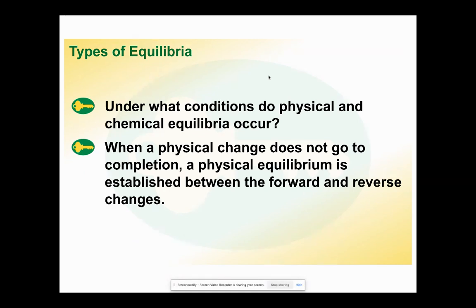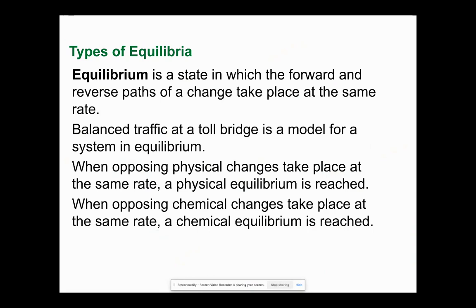So under what conditions do physical and chemical equilibria, that's the plural word for equilibrium, occur? Well, when a physical change does not go to completion, the physical equilibrium is established between the forward and reverse changes. Equilibrium is a state in which the forward and reverse paths of a change take place at the same time. Balanced traffic at a toll bridge is a model for a system in equilibrium.